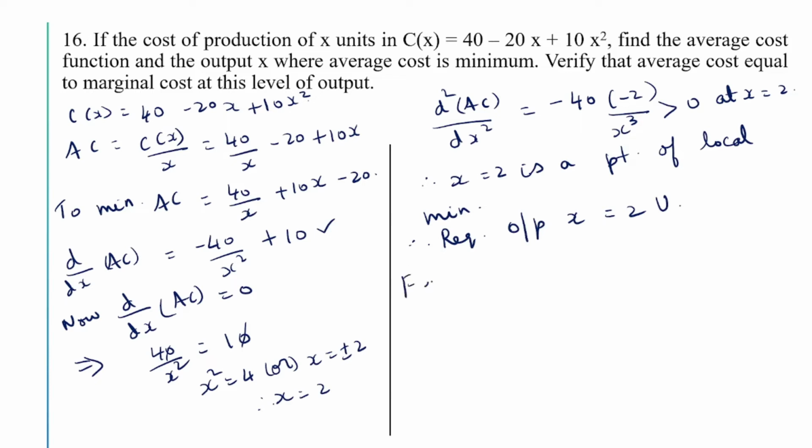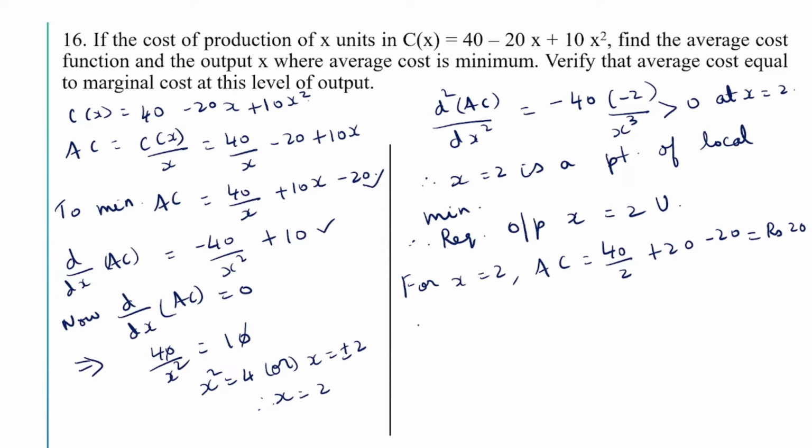Now for x is equal to 2, we will find the average cost and the marginal cost. Average cost is, so here we have to substitute x is equal to 2. So it is 40 by 2 plus 20 minus 20. So it is equal to rupees 20.